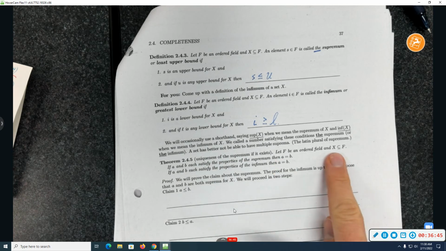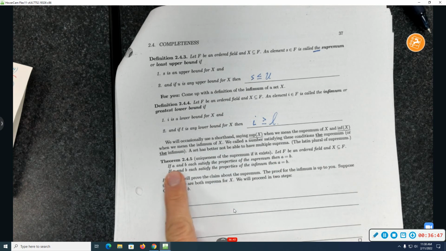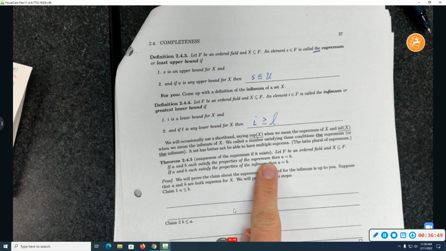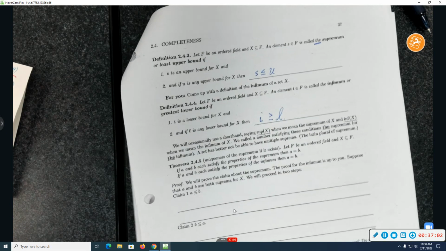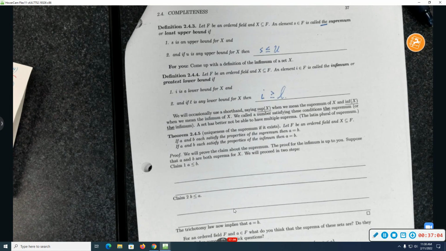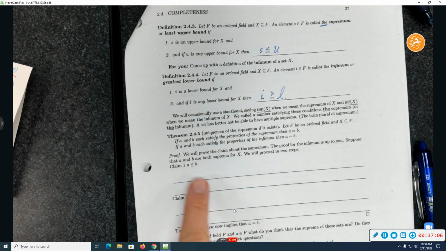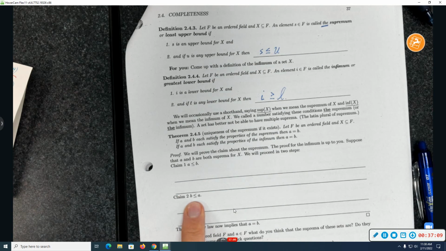Let F be an ordered field, let X be a subset of F. If A and B each satisfy the definition of the supremum of X, then A is equal to B. Same thing with infimum. So let's try to prove this. I'll proceed in two steps. I'll prove two different inequalities.